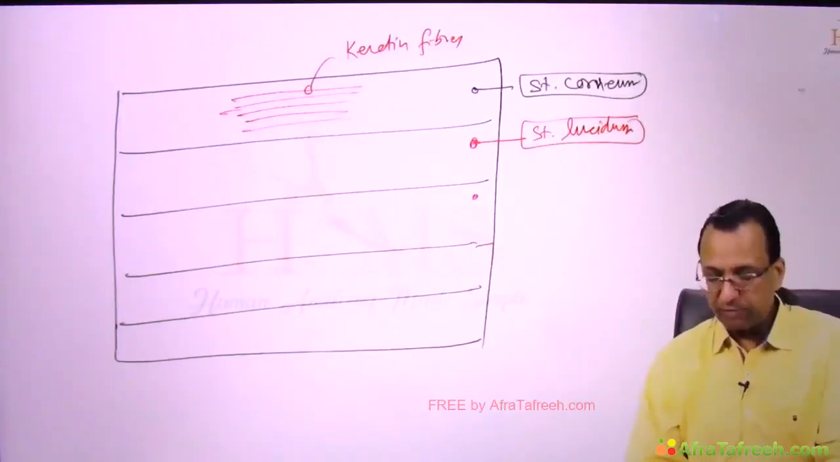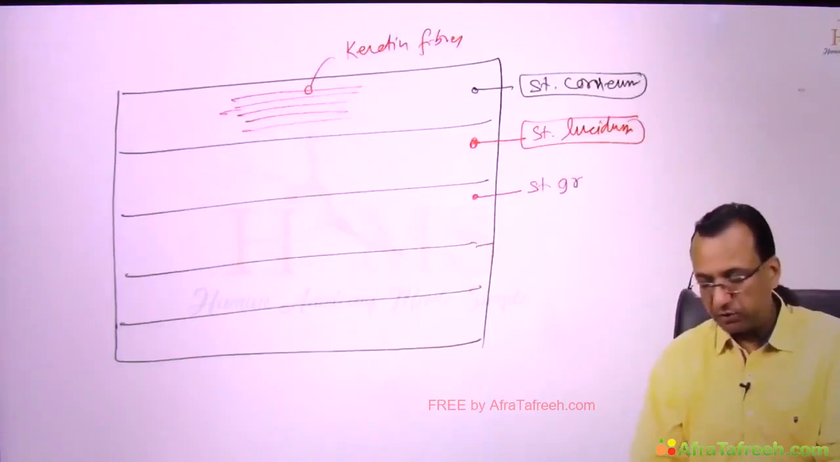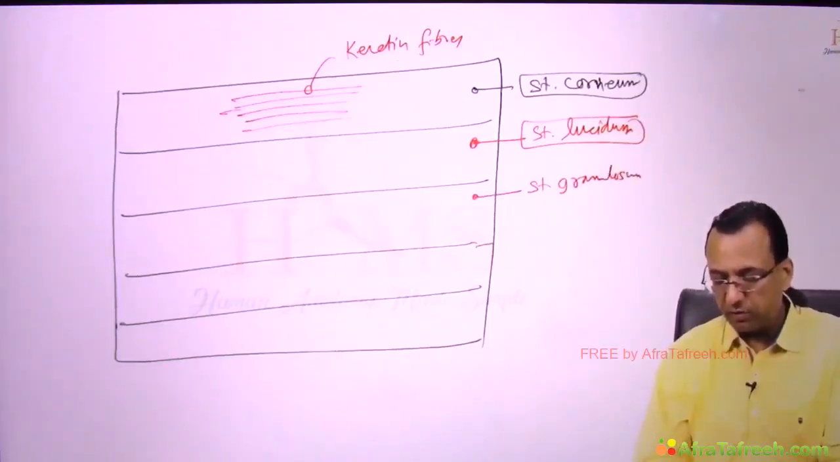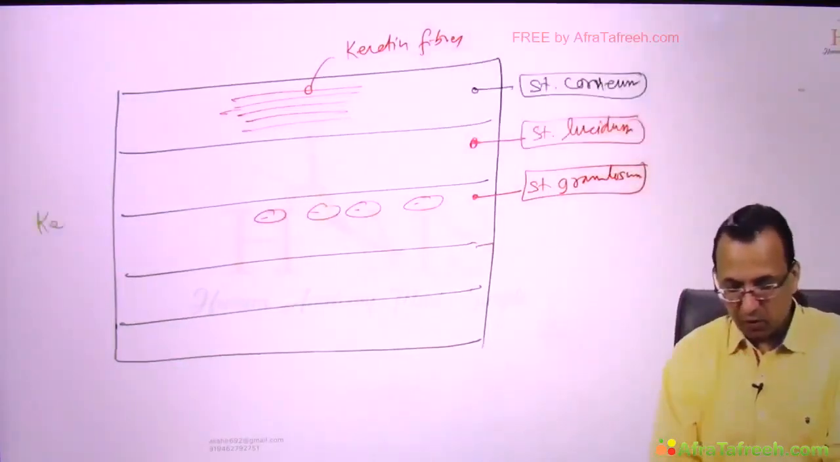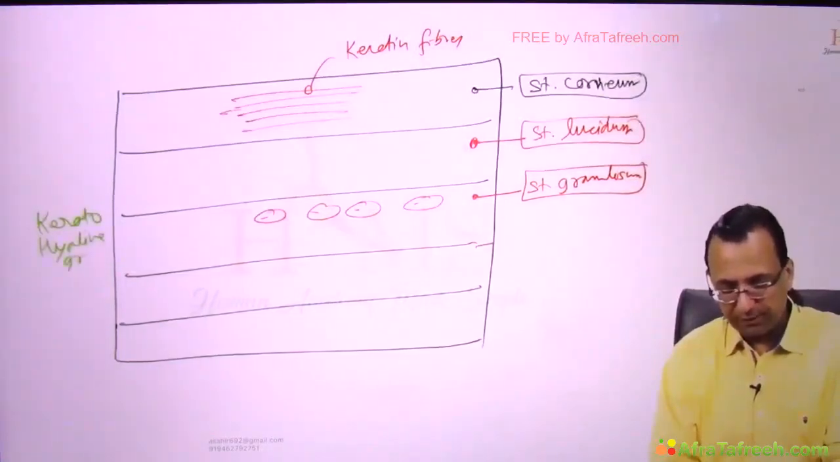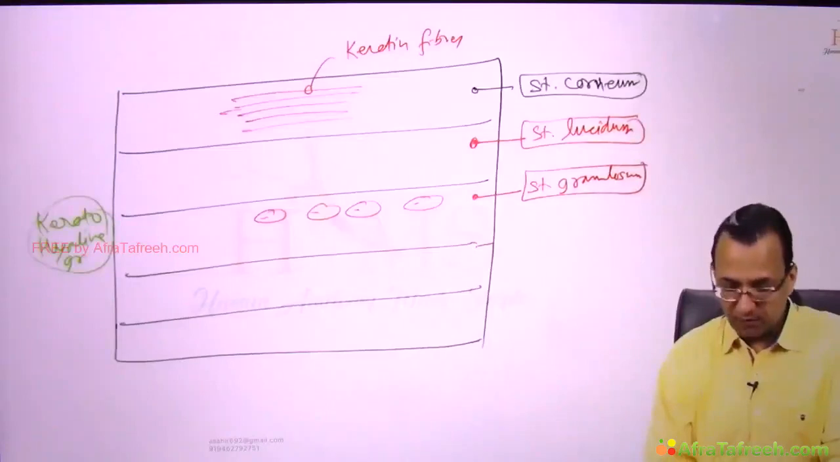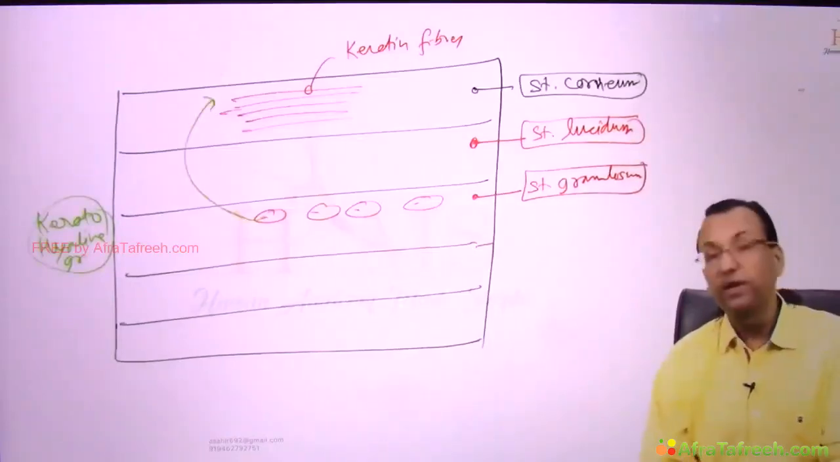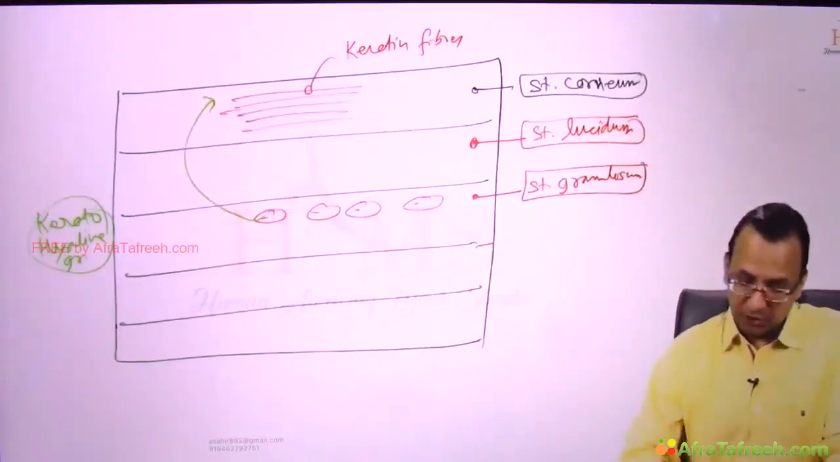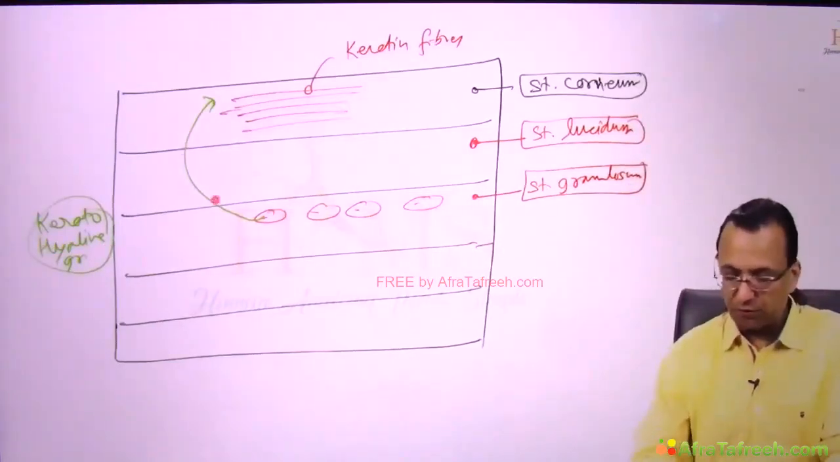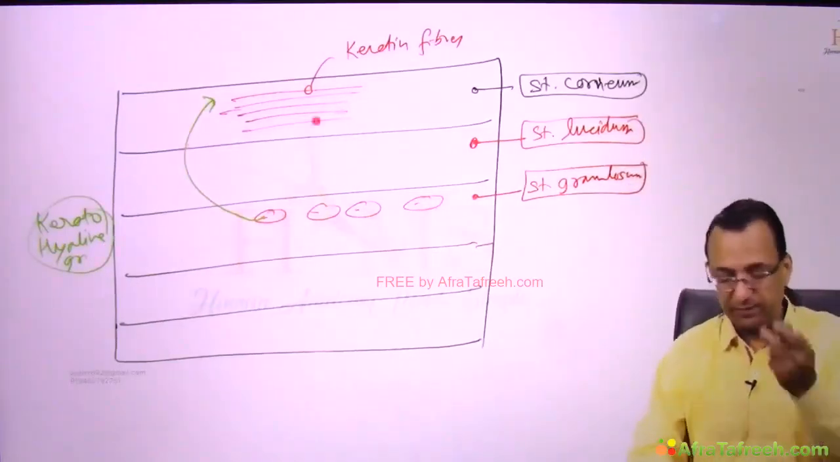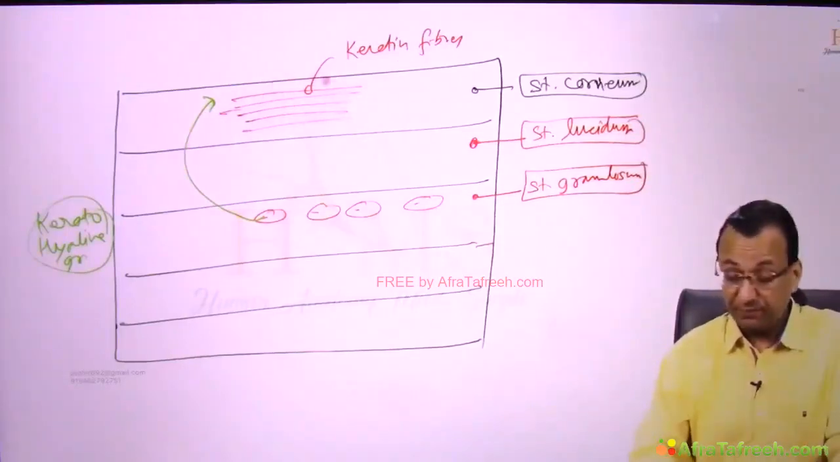What about the layer number 3? It is stratum granulosum. And why would you say stratum granulosum? Because it has granules. And what are those granules called? They are called keratohyalin granules. What is the importance of keratohyalin granules then? They are the ones which will form the keratin fibers for the first layer. So there are keratohyalin granules in the stratum granulosum which are going to form the keratin fibers for the first layer. Yeah, that's what.